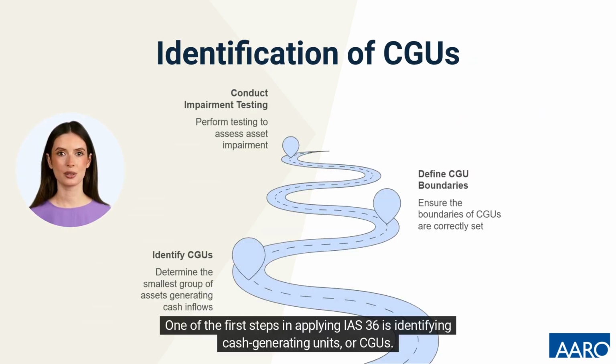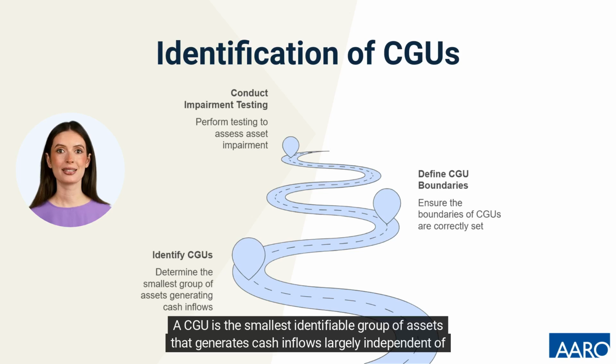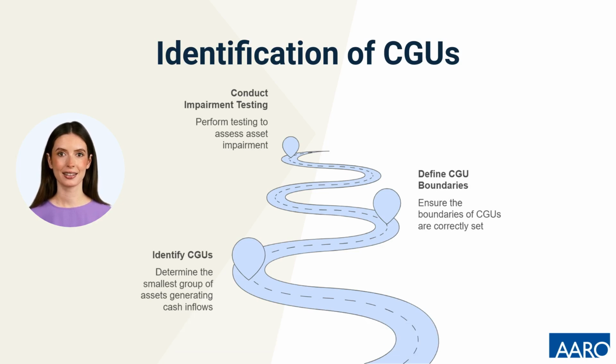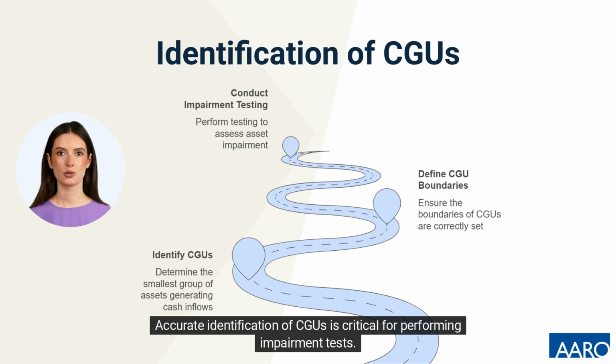One of the first steps in applying IAS 36 is identifying cash-generating units, or CGUs. A CGU is the smallest identifiable group of assets that generates cash inflows largely independent of other assets. Accurate identification of CGUs is critical for performing impairment tests.